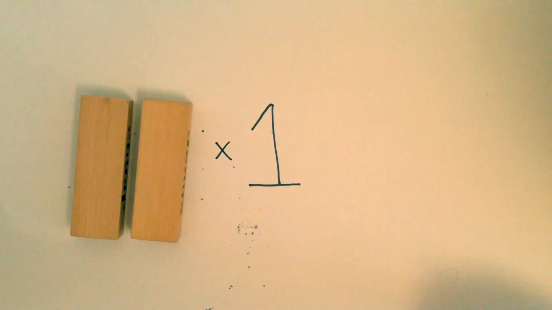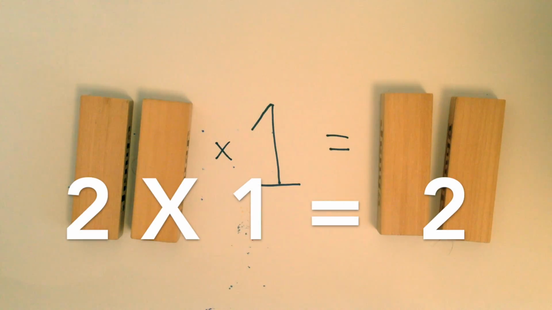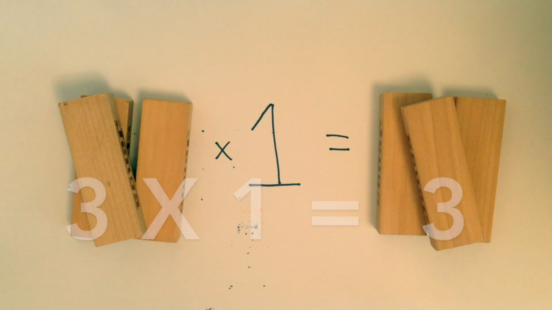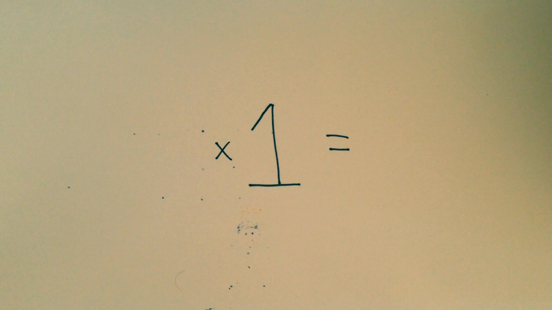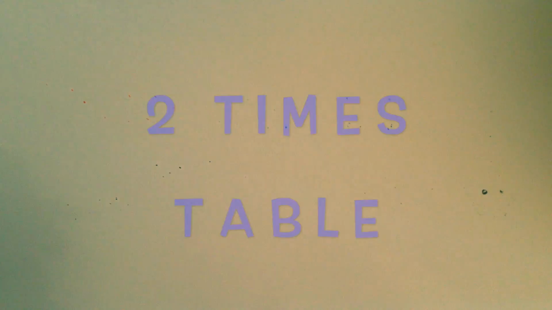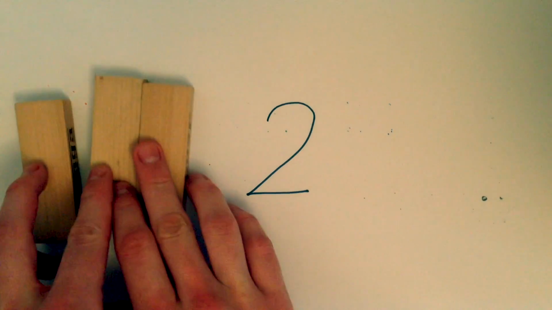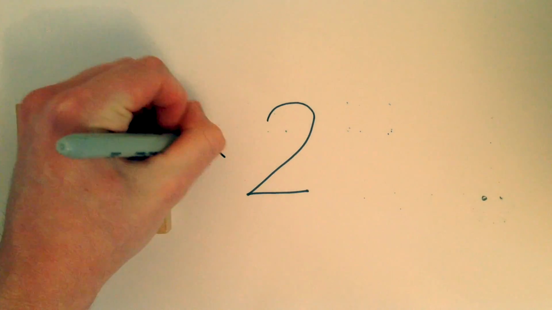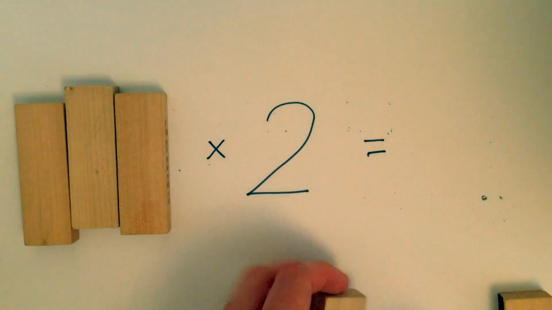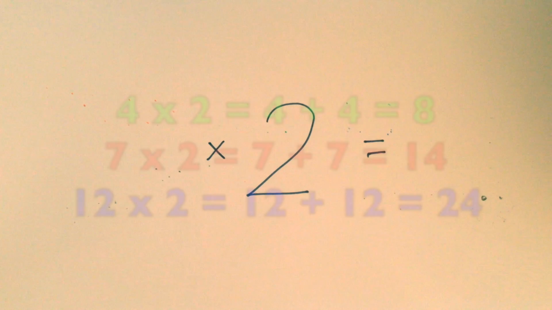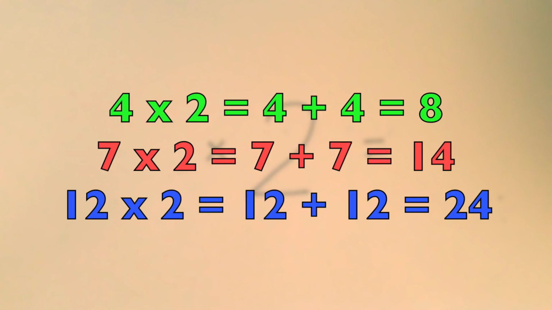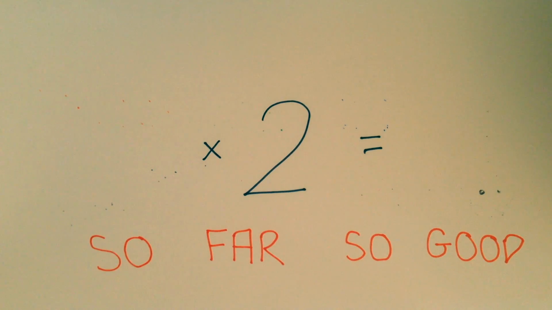Step 2. We'll now focus on the 1 to 5 times table. Whenever you multiply a number by 1, the number just stays the same. So 2 times 1 is 2, 3 times 1 is 3, 4 times 1 is 4. I think we can move on now. When you multiply a number by 2, you add the number to itself. So 3 times by 2 is the same as 3, add another 3, which is 6. Here are some examples, such as 4 times by 2 is just 4 plus 4, which is 8. So far, so good.